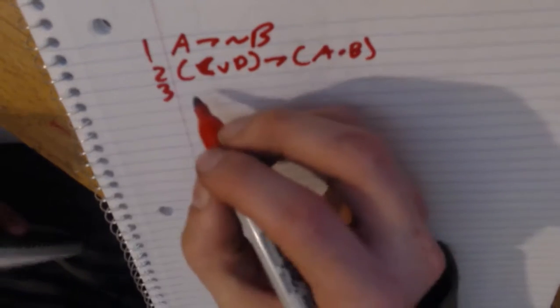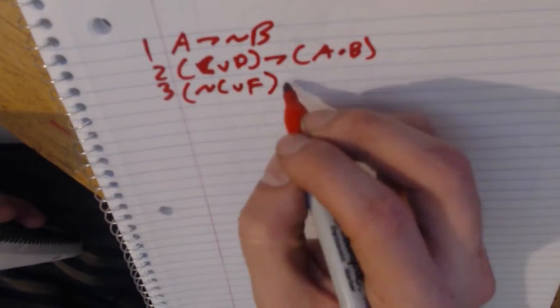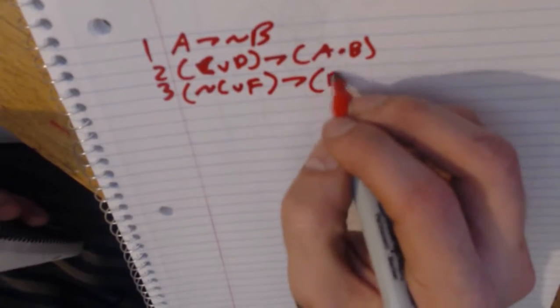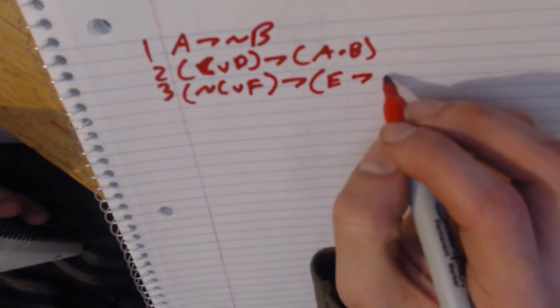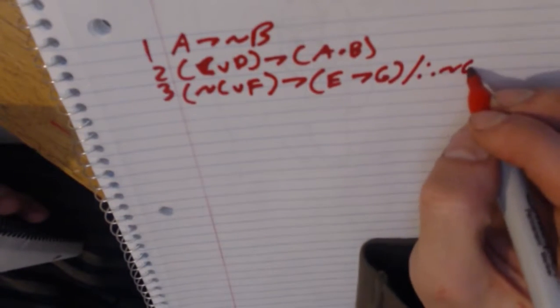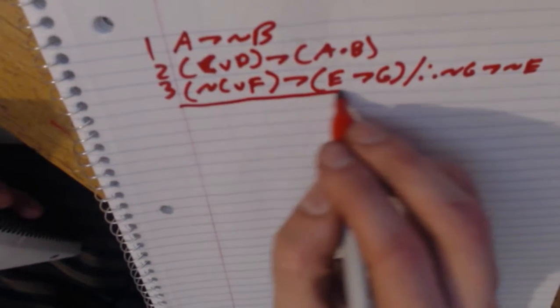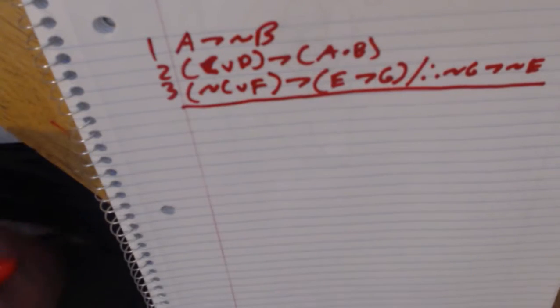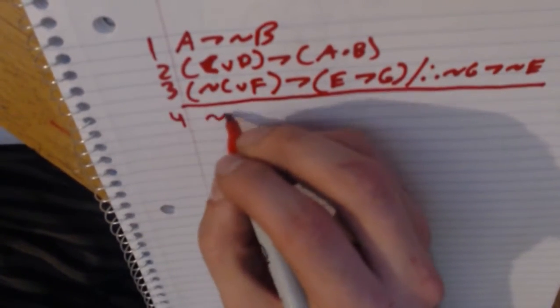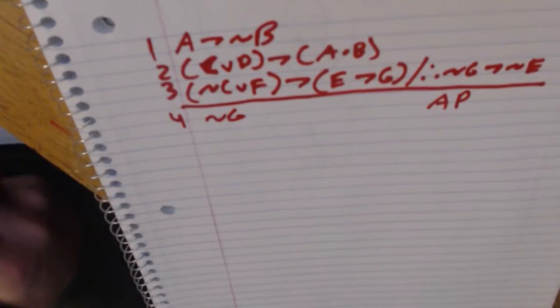Hold on, let me look in here. I want to be tip-top shape here. Okay, I did write that down right. Not C or F, then E, then G, therefore not G, then not E. Well, at least it's pretty straightforward. If we assume not G, we just have to get to not E, right?